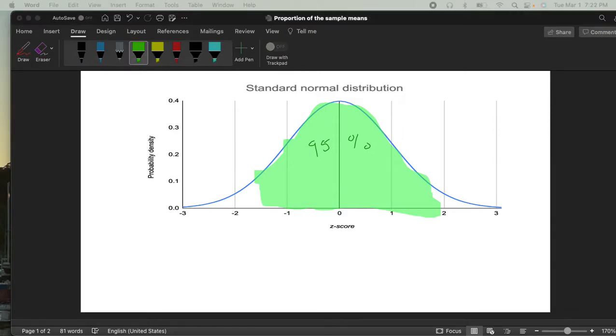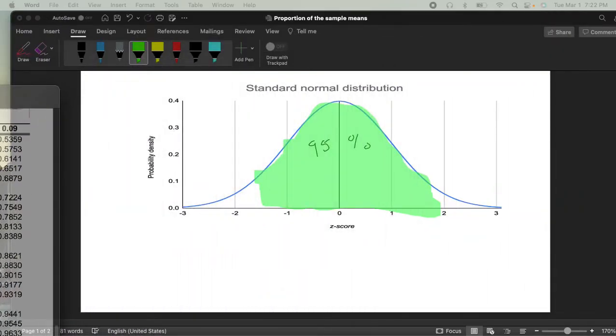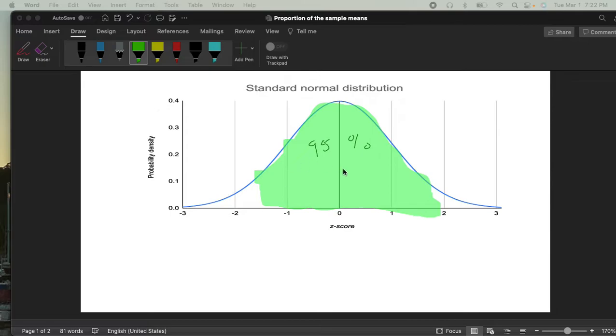So here is our C table. Let's find the 5% of the values, which is the part that we don't need. We have 95%. Remember, from here to here is 100%, so 100 minus 95 gives us 5%. Because it's symmetrical, we have half on one side and half on the other. So that's 5% divided by 2, which gives us 2.5%.